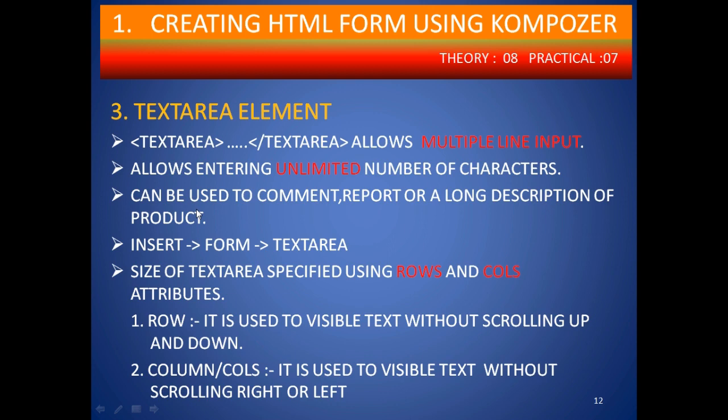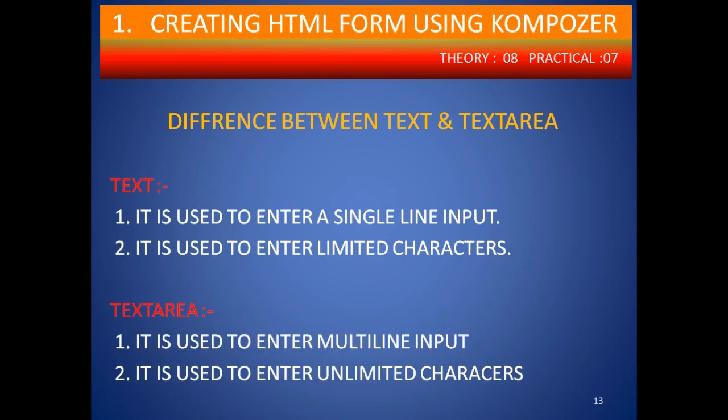And in Composer, if you want the text area option, you have to go to the Insert menu, Form, and Text Area. The size of a text area is specified using rows and columns. In the HTML language, columns are known as cols. So keep in mind, it may be asked in MCQ. What is rows? It is used to make text visible without scrolling up and down. And columns are used to make text visible without scrolling right or left.